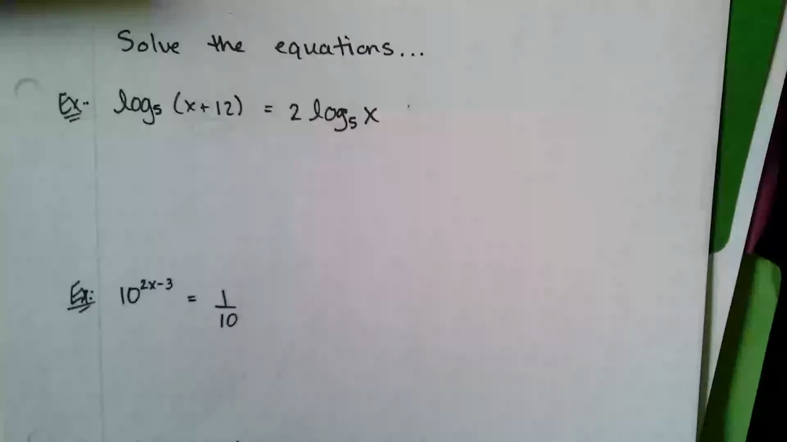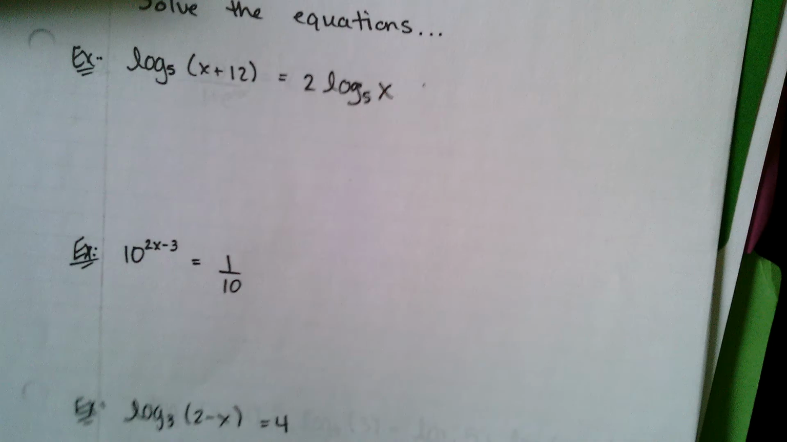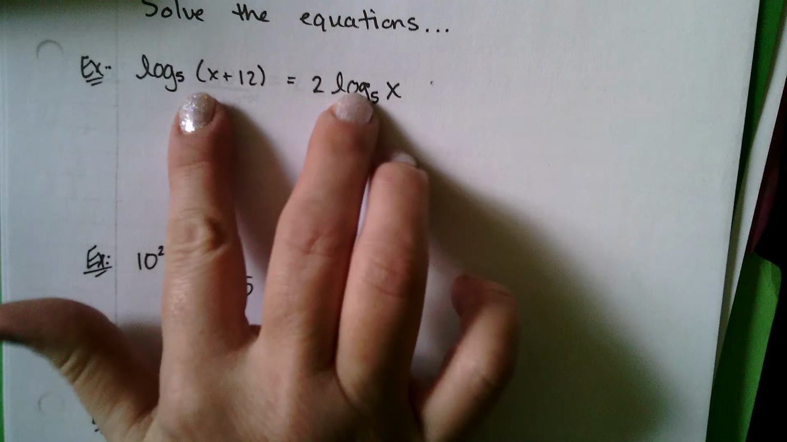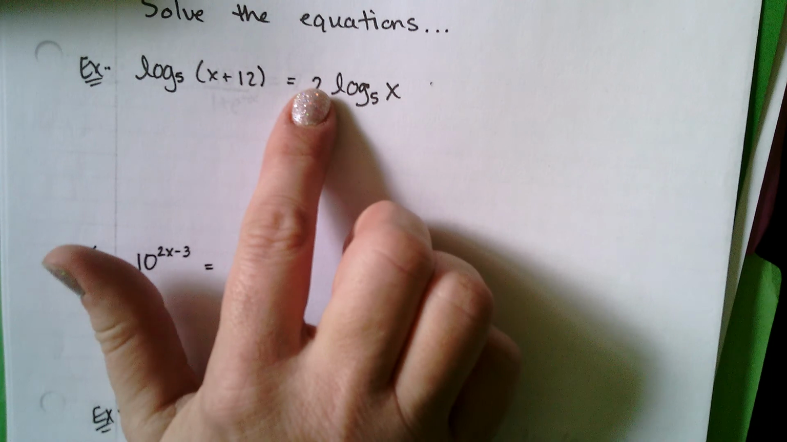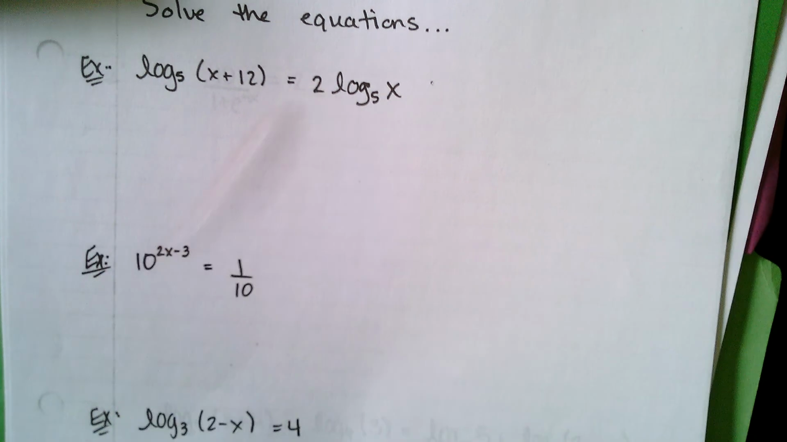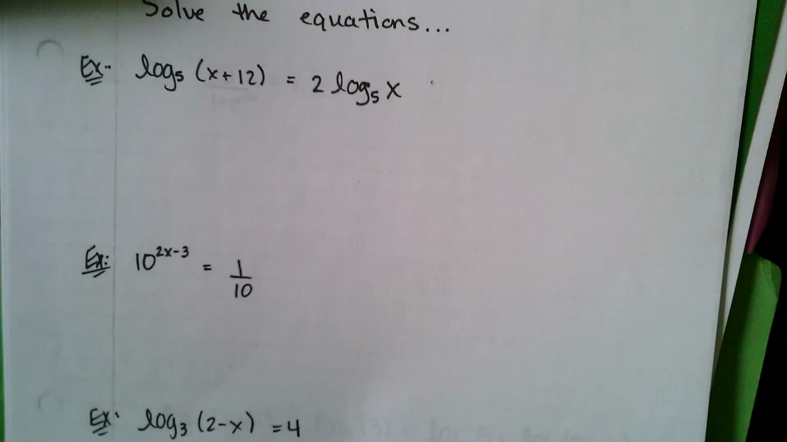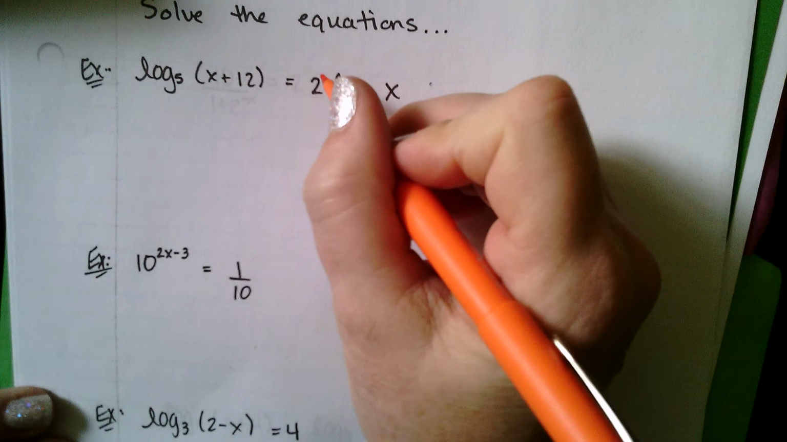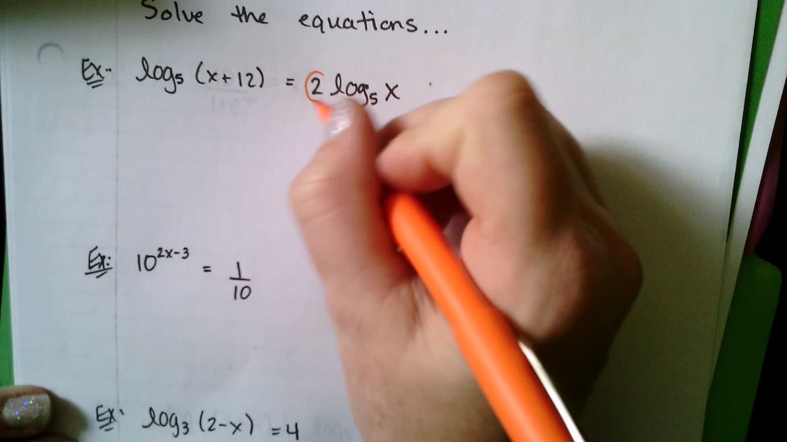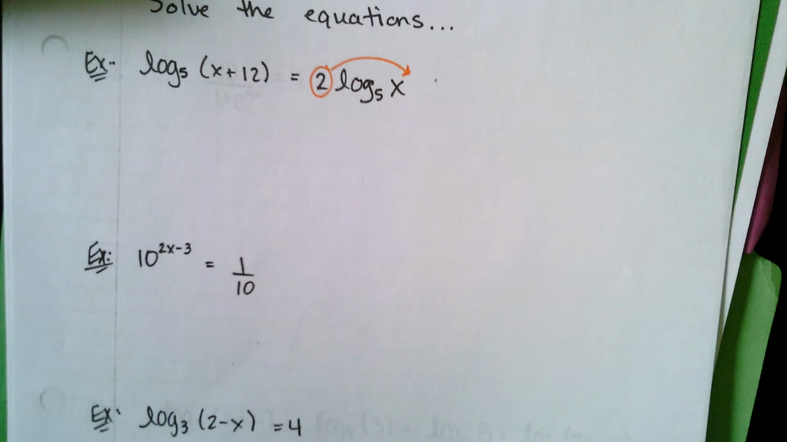This one is all logs, and they have the same base. So this is that all logs with the same base. So we have to combine our logarithms, so there's only one log on each side, and then we'll use the one-to-one property. But at this moment, this 2 that's out in front here is problematic because it's not just a log on its own. So we are going to need to move this 2 up.